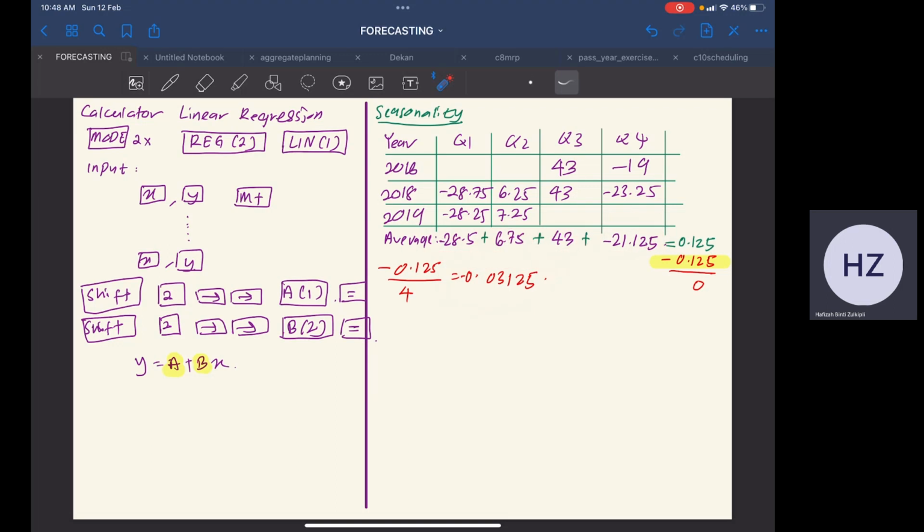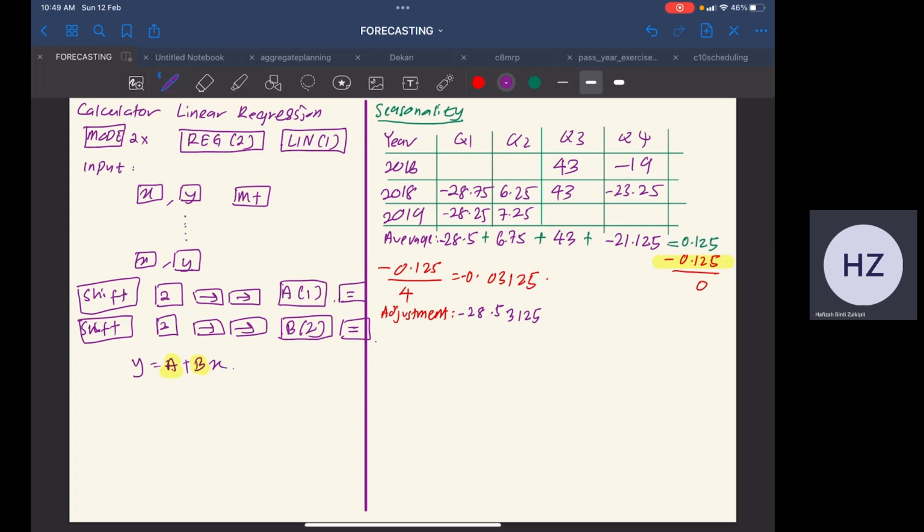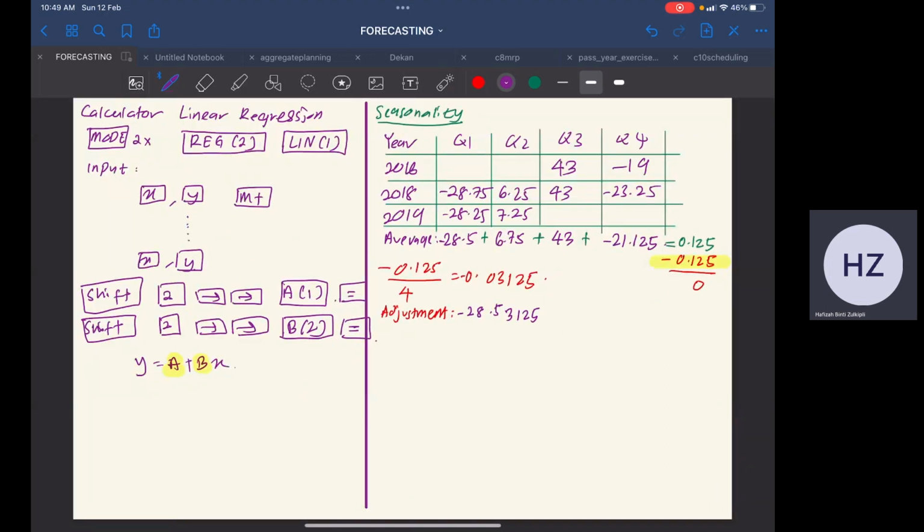Plus minus becomes minus. So you will get the new adjustment. The adjustment of the value is negative 28.5 minus 0.03125. So you get negative 28.53125. Or we can say that it's negative 28.531.